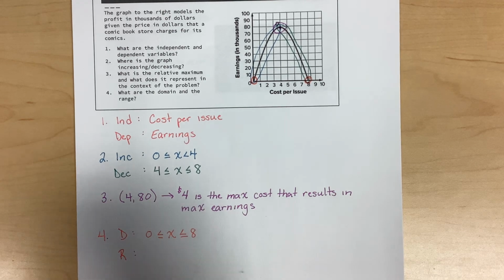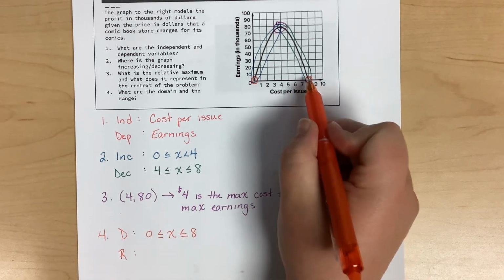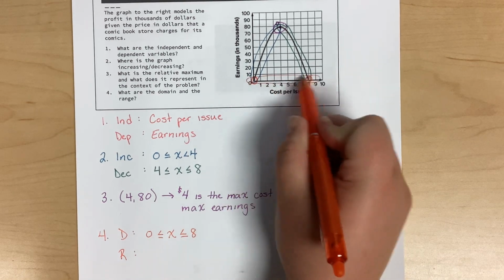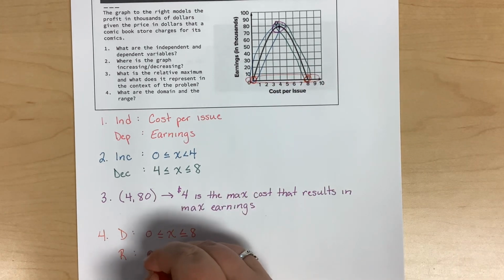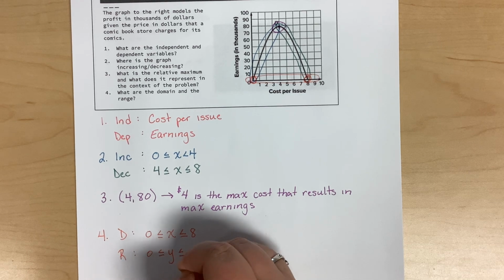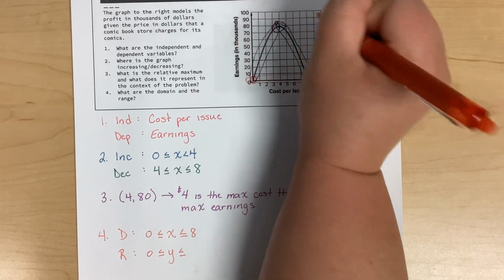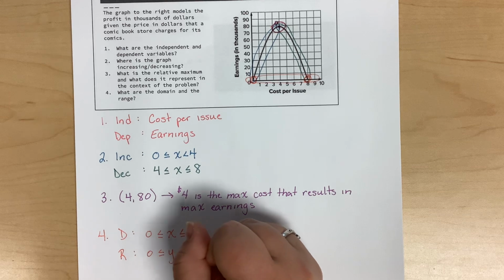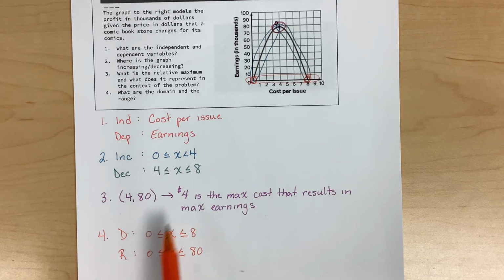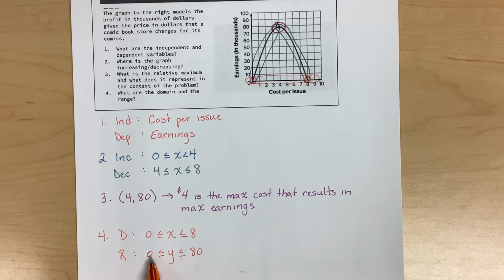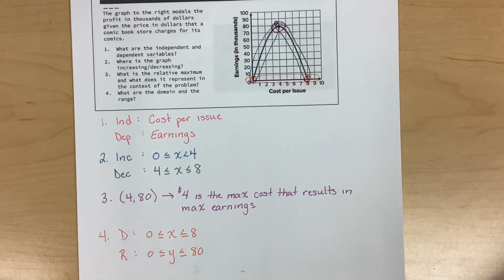The range, remember, is bottom to top. The lowest the graph goes is here, which is where y is 0. And the highest the graph goes is here, which is 80. So what that means is the comic books range from $0 to $8, and the earnings range from nothing to $80,000. All right, next one.